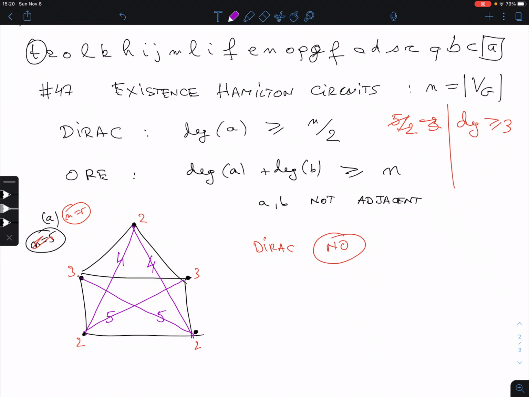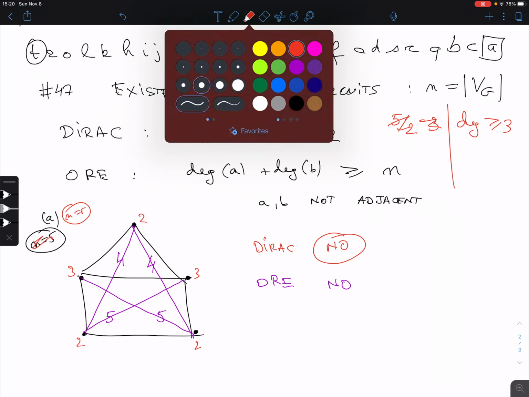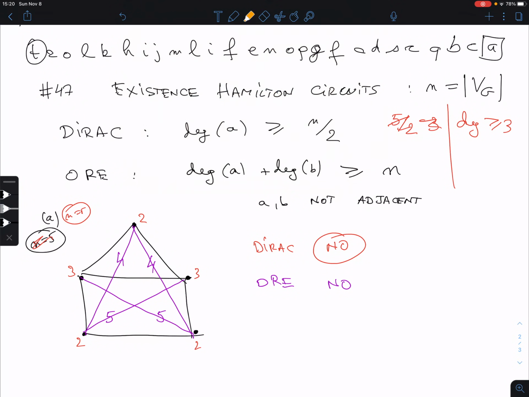Now, for this to be true, all of these numbers that I wrote down have to be at least 5. So we have to have here at least 5. So Ore is not true because, for instance, these two are not adjacent in the original graph, but their sum of the degrees is too small. But then the last question: is there a Hamilton circuit? Just because the conditions don't hold doesn't mean that there is none, and the answer is yes, of course there is one. These are simple graphs, very easy graphs.